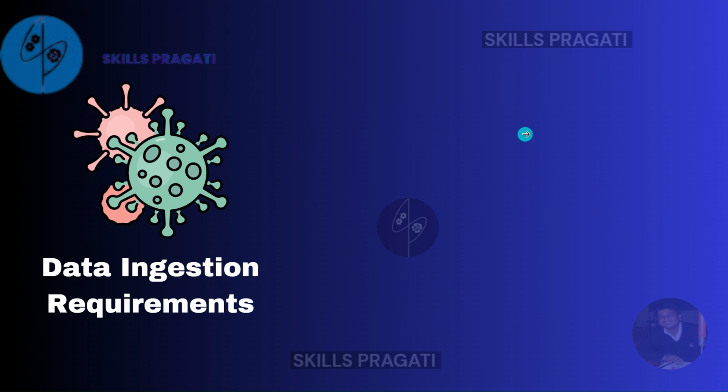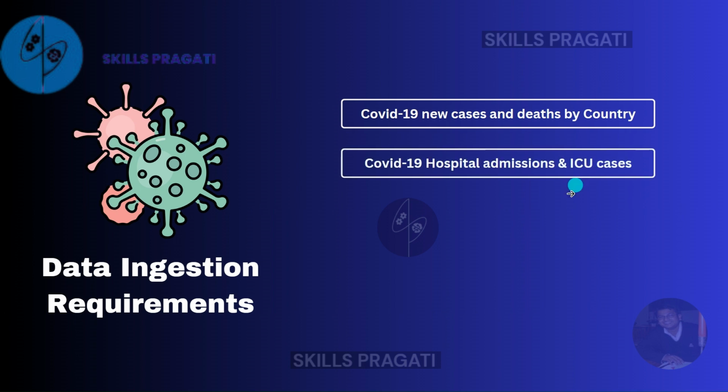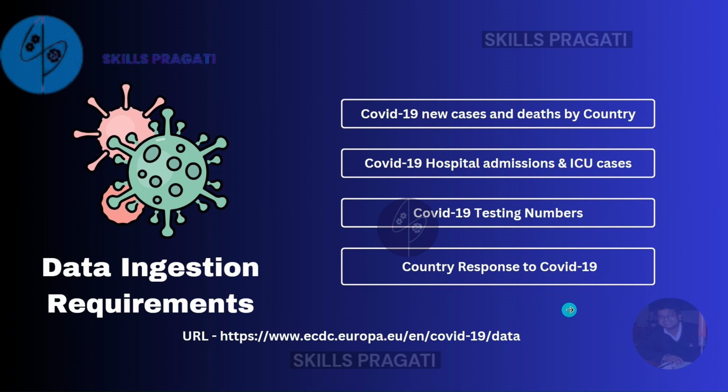So let's look at our requirement. As you know, our key requirement is to support on the COVID-19 status and also to predict the rise in cases and mortality rate. The data we are going to collect in this model includes the following. Firstly, we need the COVID-19 new cases and deaths by country. And then we need the COVID-19 hospital admissions and ICU cases. Then we need the testing numbers. So this may include things like number of tests being carried out and number of positive tests, for example.